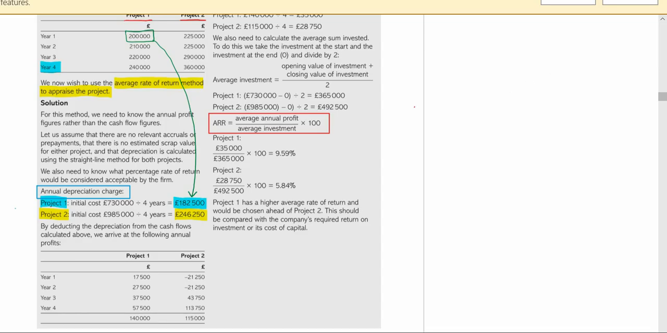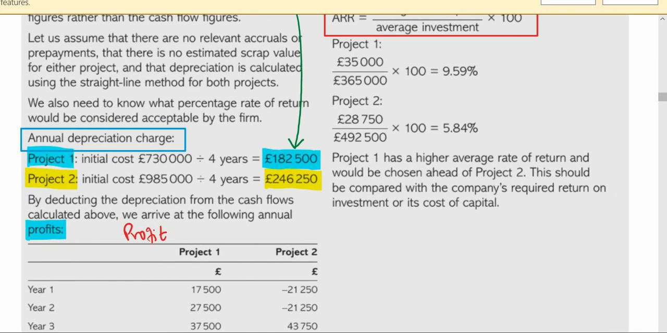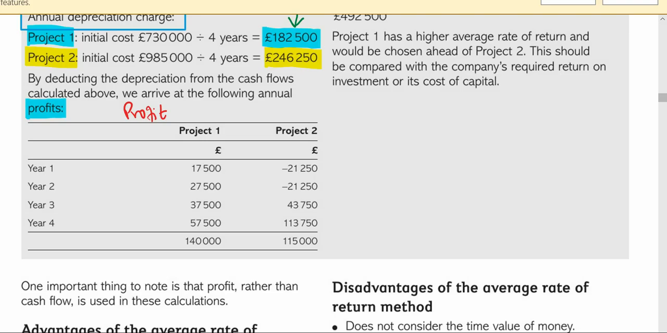Okay, so this is the calculation of the profits. Profit calculation. So how to calculate profit? For project 1, you may calculate project 2 by yourself. So here is the cash inflow less depreciation is equal to profit. So this is profit.